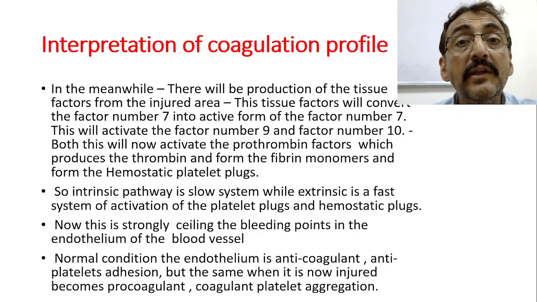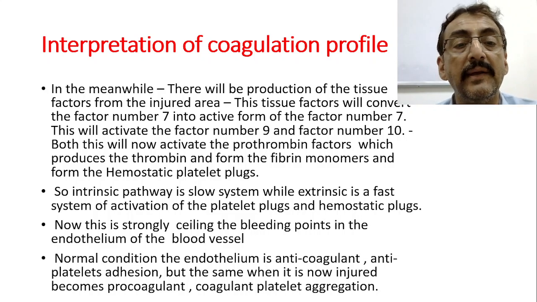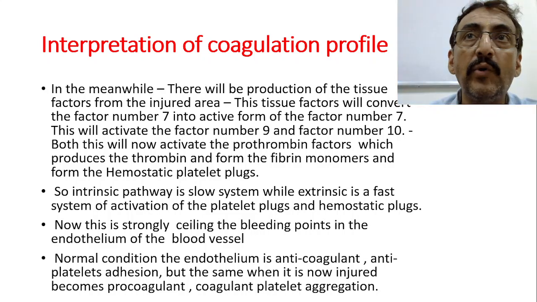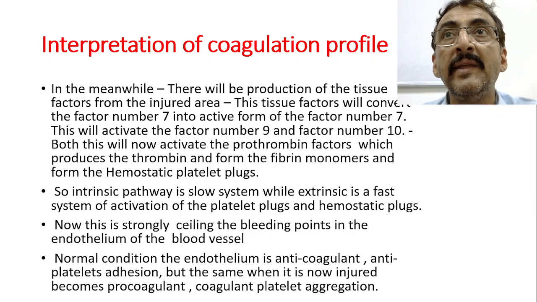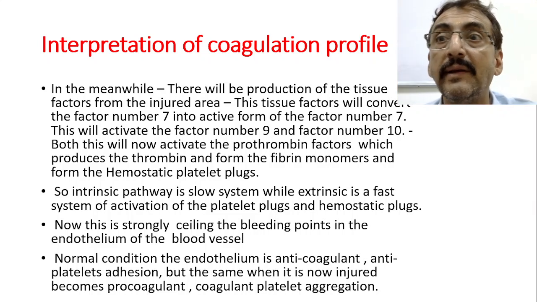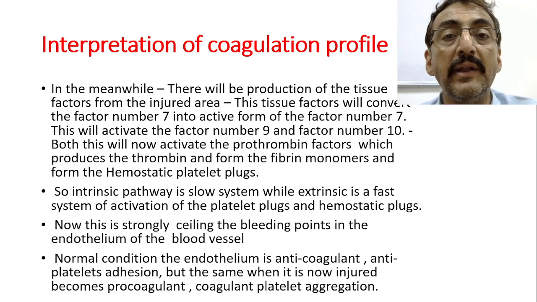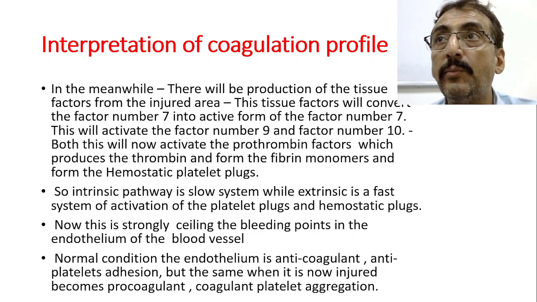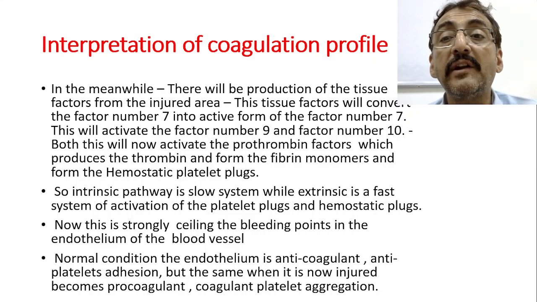Now talking about the extrinsic pathway, in the meanwhile, there will be production of tissue factors from the injured area. Injured हुआ है, bleeding site in the vessel. So some of the tissue factors are produced. We are not discussing the extrinsic pathway in detail. Tissue factor from the injured area, probably thromboplastin, will convert factor number 7 into the active form of factor number 7.